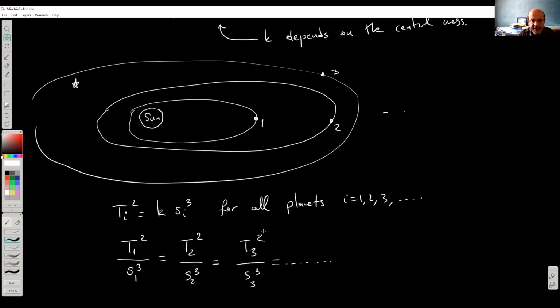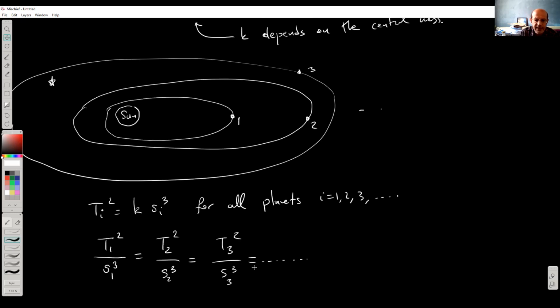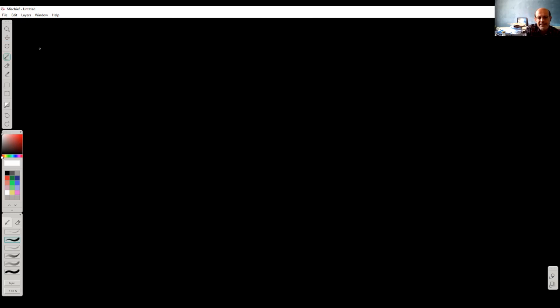Okay, so let's just say it like this, but we can actually deduce this easily, right? Perhaps the critical statement in here is that if the period of the orbit depends only on the semi-major axis length for the orbital parameter, then we can deduce this, okay? So let's say it like this.